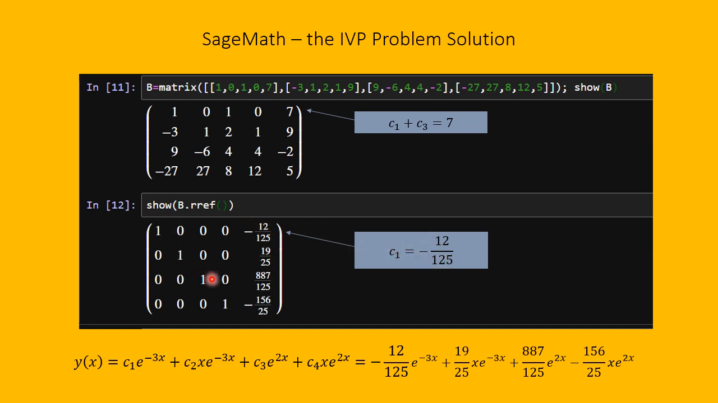Looking at this matrix here, we can see what C sub 1, C sub 2, C sub 3, and C sub 4 have to be in order for all of the initial conditions to be satisfied. C sub 1 was this number, C sub 2 was this number, C sub 3 was this number, and C sub 4 is this number. So just plugging them in for these C's, we get the solution to the initial value problem is this.